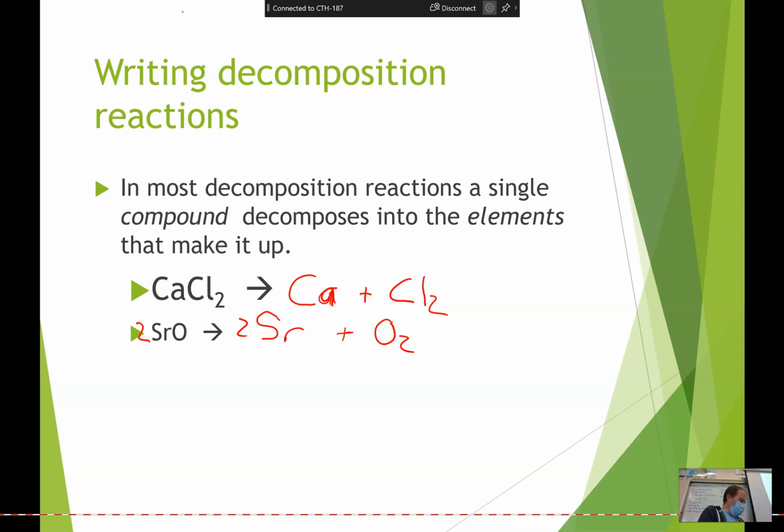The lab that we're going to do in the very last part of class today is going to be a decomposition reaction, and that's when you will see your example in person of that. Questions about that?